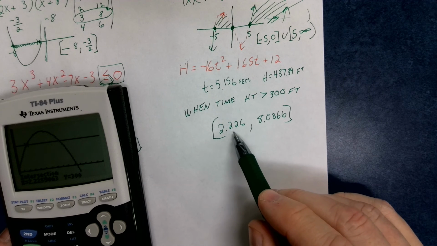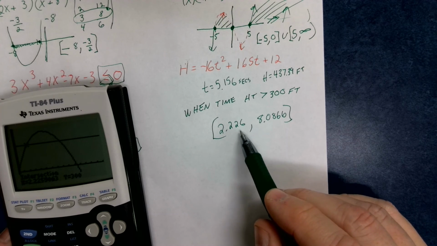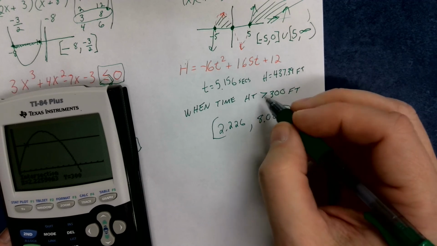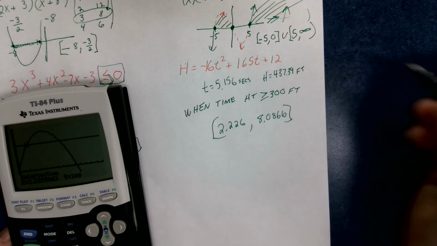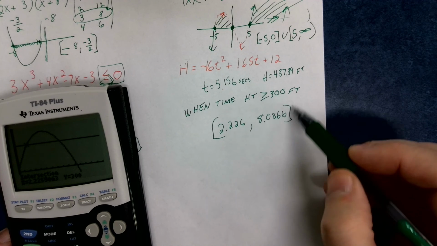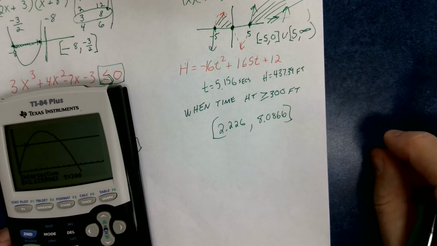Okay, so when is it there? Awesome. Between 2.226 seconds and 8.0866 seconds, the ball is greater than 300 feet, or greater than or equal to, honestly. Got to have the little dash there if I use brackets. If not, I would just put curves.